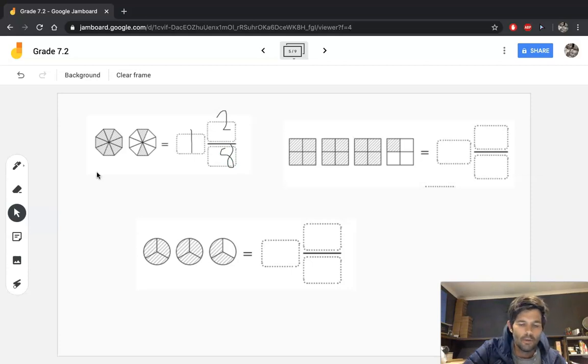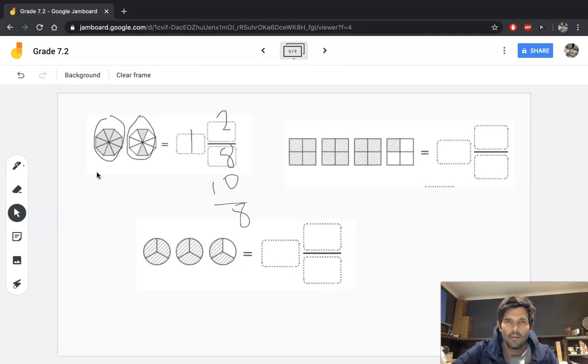Then remember when we want to convert that to improper, we go 1 multiplied by 8 plus the 2, so that gives us 10/8. Now, why 10? Why 1 times 8 plus 2? Well, if we count the individual pieces that have been shaded in, there are 8 over here, and an additional 2 here, and that's what gives me my 10.